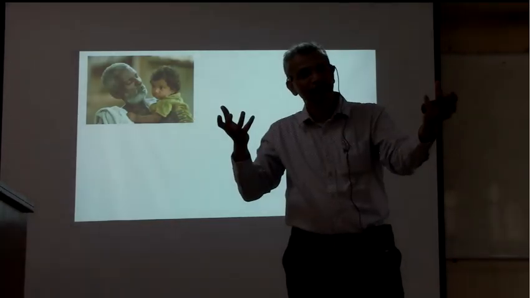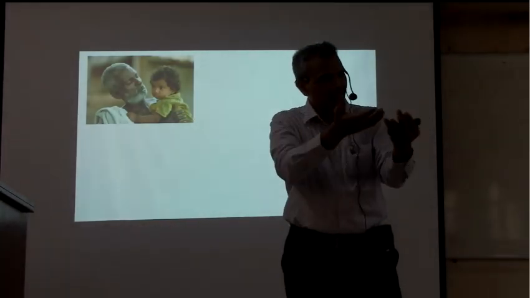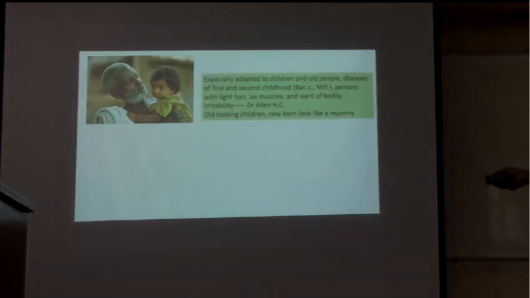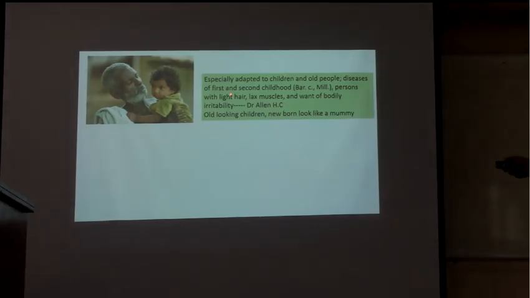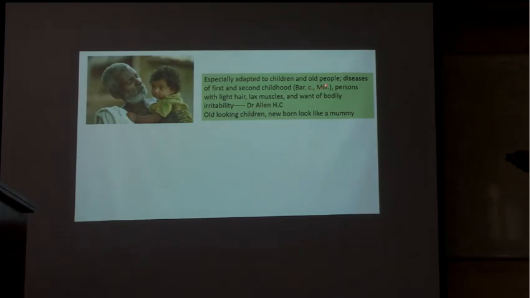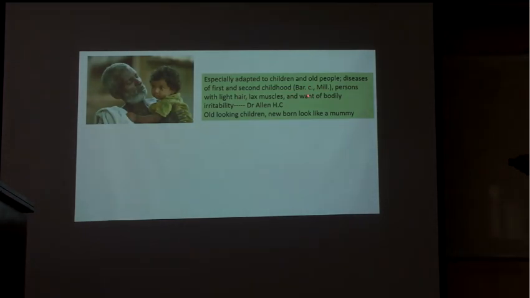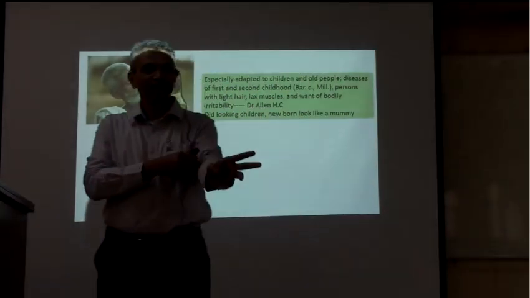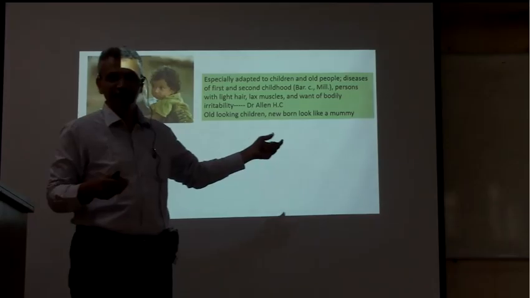Yeah, so I have explained what I mean by extremes of life. Old people, children, old people. Extremes. So, this I have taken from Allen's Keynotes. Especially adapted to children and old people, diseases of first and second childhood. This is what Allen says. Baryta carb and millefolium. Persons with light hair, lax muscles, and want of bodily irritability. Old looking children, newborn look like a mummy.